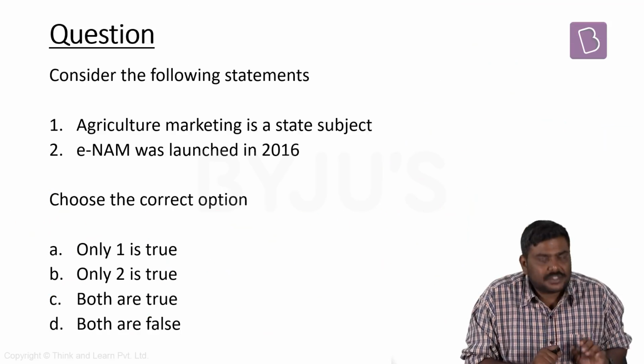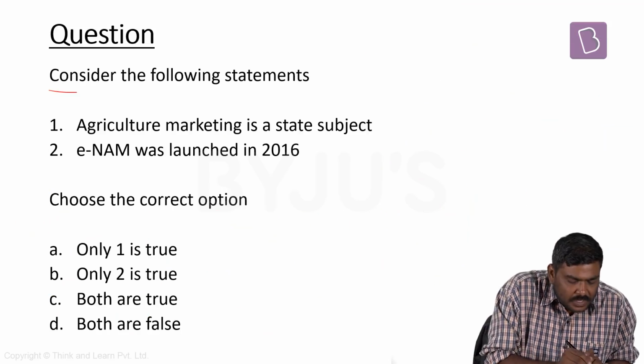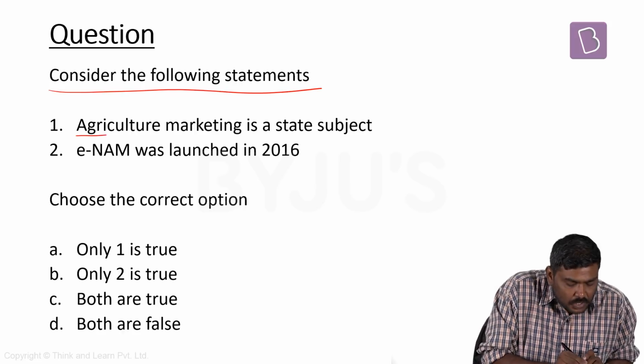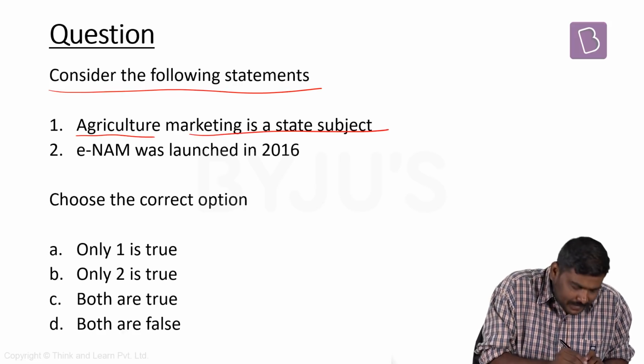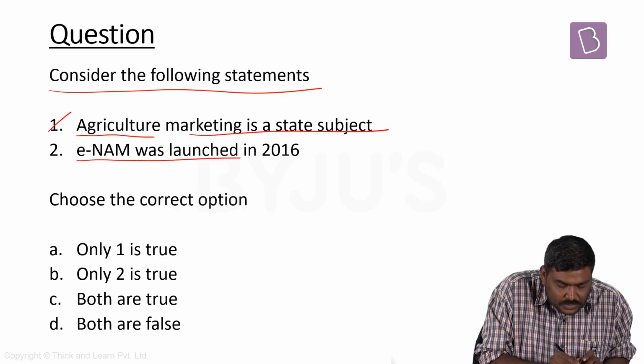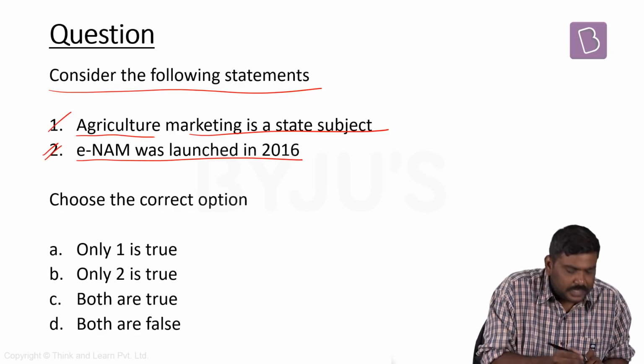Now based on this discussion, let's have a look at a question. Consider the following statements. Agriculture marketing is a state subject. Yes, it is correct. e-NAM was launched in 2016. Yes, it is also correct.